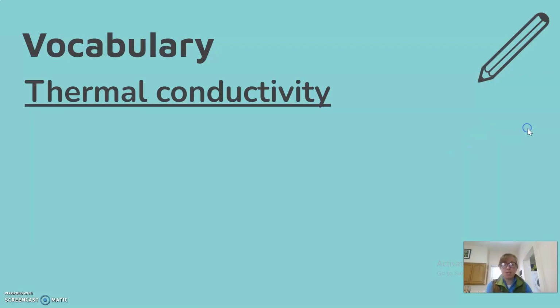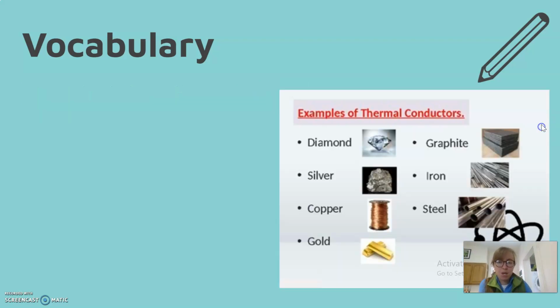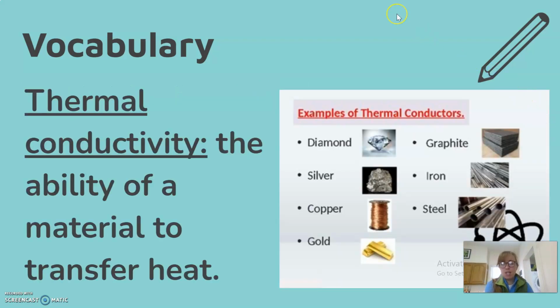All right, first vocab word, thermal conductivity. So go ahead and repeat that word to yourself, that second one especially, conductivity. So thermal conductivity is the ability of a material to transfer heat. So we might say about an object that it has high thermal conductivity or low thermal conductivity.